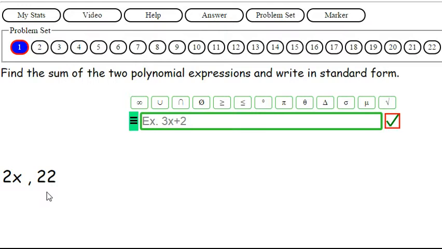So 2x and 22. The sum of them. So the sum means we take their sum. 2x plus 22. Wow, that's it. That's all there is.